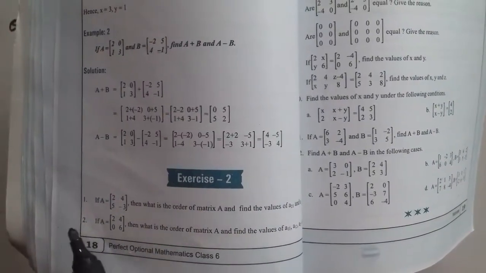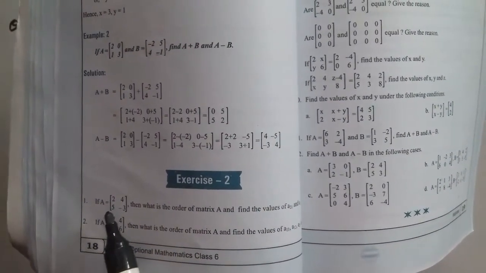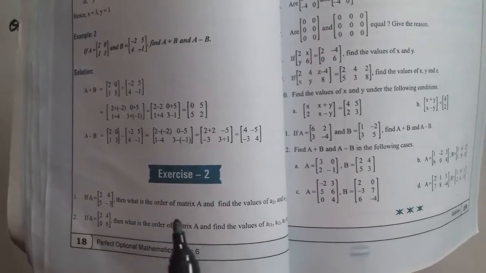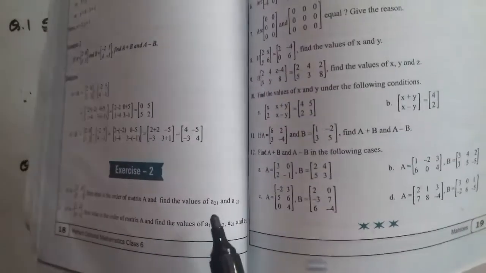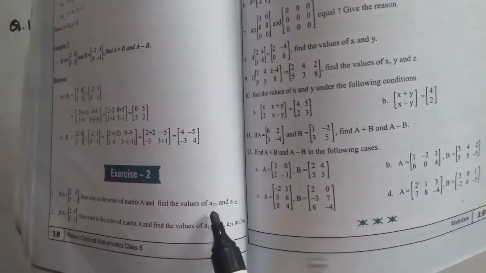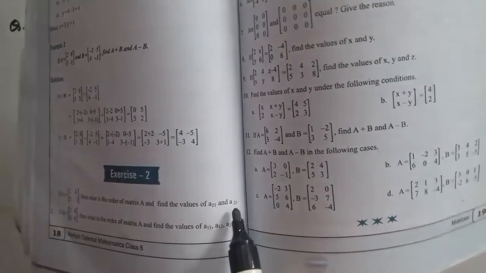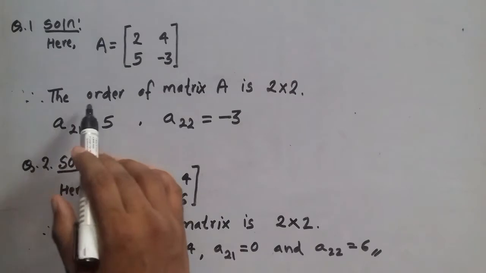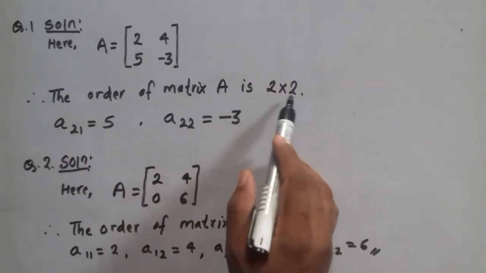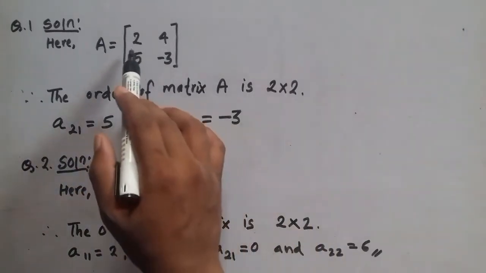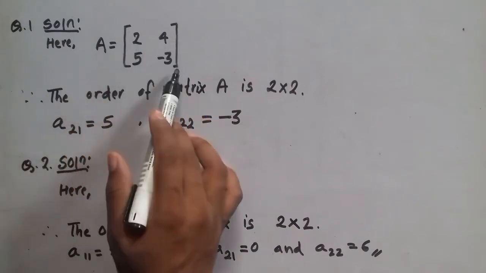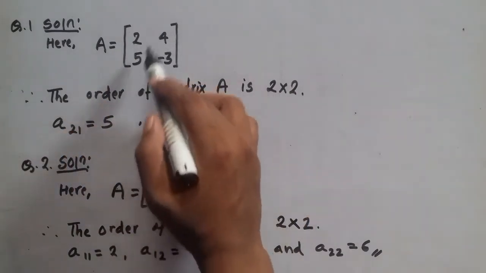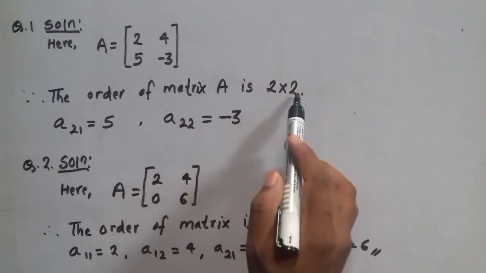In this Exercise 2, in question number 1, this matrix A is given and we have to find the order of matrix and these two elements A21 and A22. We have written matrix A. The order of matrix is 2 by 2. This 2 is the number of rows. Here 2 rows and 2 columns are given. So order is 2 by 2.